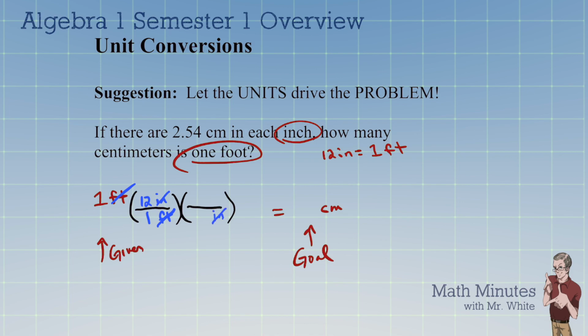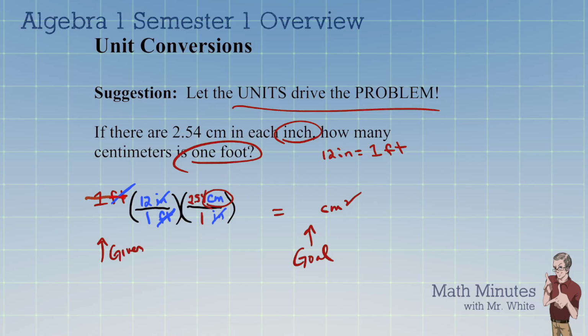That way they'll cancel. Now, do we know anything about inches and centimeters? Yes, it was given in the problem right here. 2.54 centimeters is 1 inch. All right, so everything is crossed off except for centimeters, which is exactly what we want. Again, we're letting the units drive the problem here.